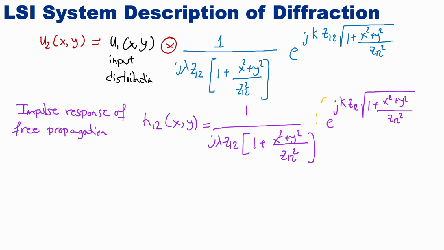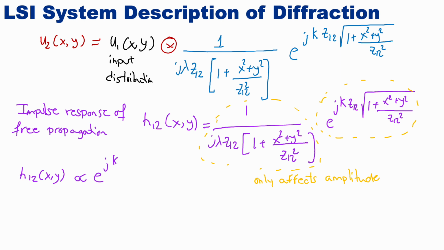So this term right here is going to be our spherical waveform, while the other term only affects the amplitude. So a lot of the time we can ignore it. Just thinking about how it changes the distribution, it's going to be proportional to our spherical pattern.